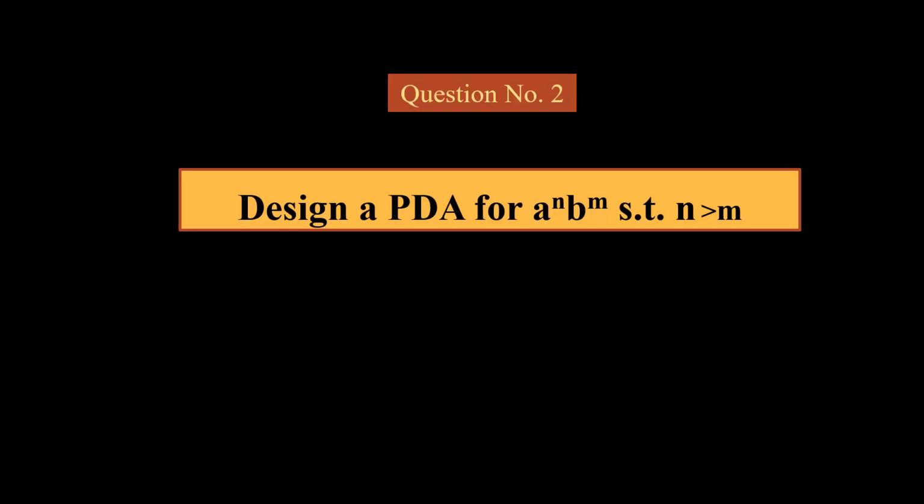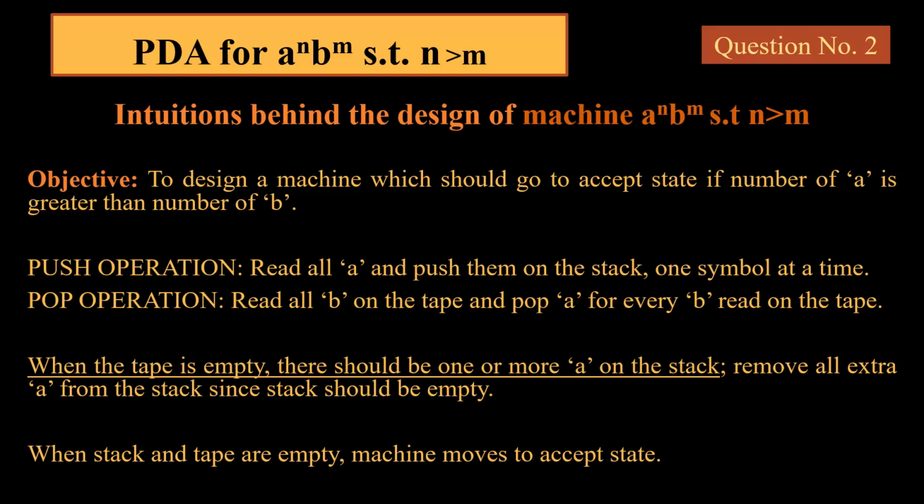Next we move to the second question, which says: design a pushdown automata for a^n b^m such that n is greater than m, that means number of a is greater than number of b. What are the intuitions behind the design of this machine? Now in this case, since the number of a is more than the number of b, we should have at least one more a on the stack when we have completed reading all the b on the tape. Then only we will have a^n greater than b^m.